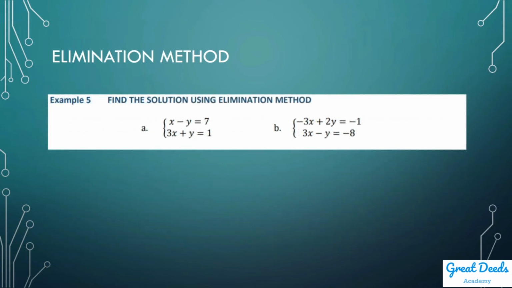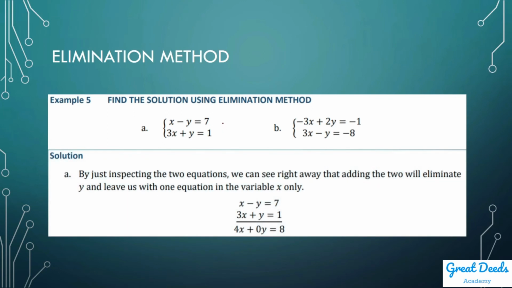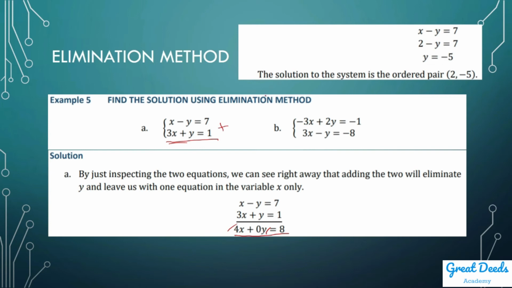Okay, so look at this. By adding the two equations, you can visibly see that you can eliminate y right away because negative y plus y is 0. So you add the two equations. And so x plus 3x is 4x, negative y plus 4y is 0y or simply 0, and 7 plus 1 is equal to 8. Look at that. That is one equation in one unknown only. 4x is equal to 8 or x is equal to 2.